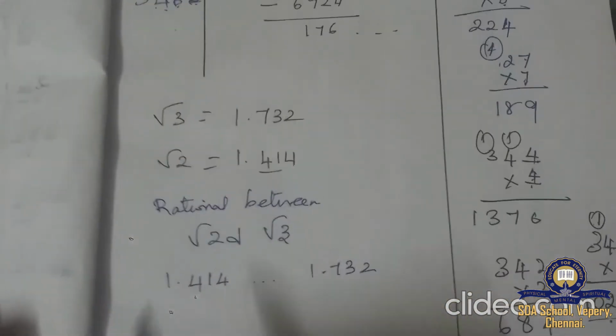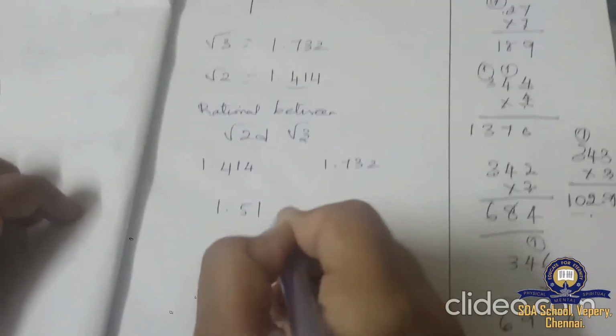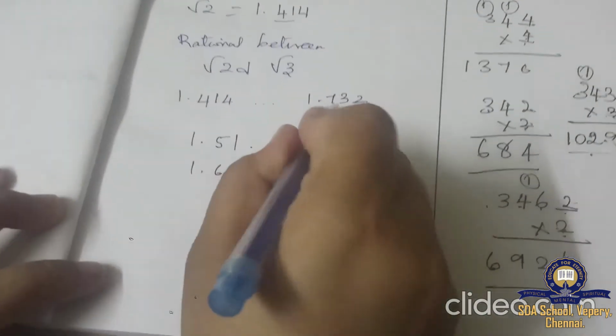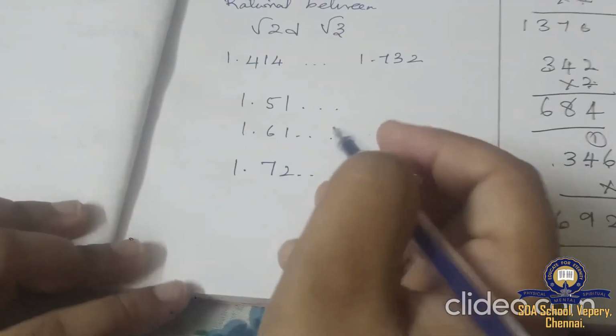I can write any numbers. I can write 1.51 goes on, 1.61 goes on, right? I can stop till 1.72. Get it, students? That's it.